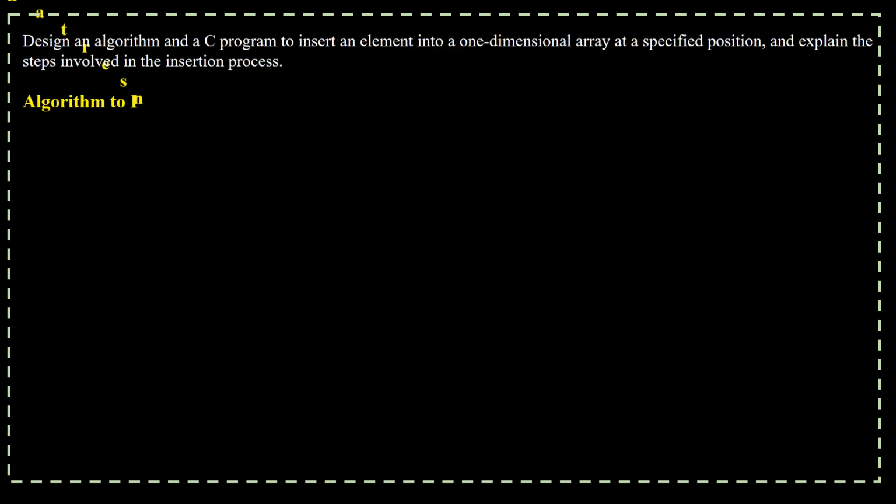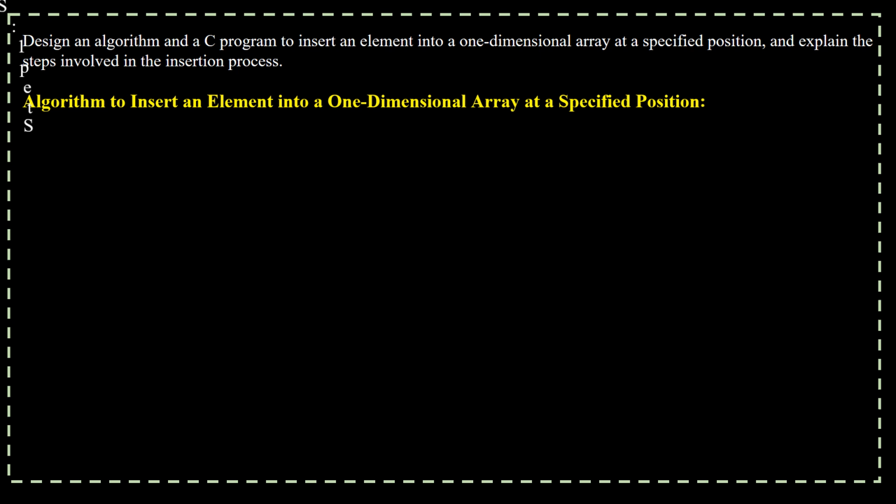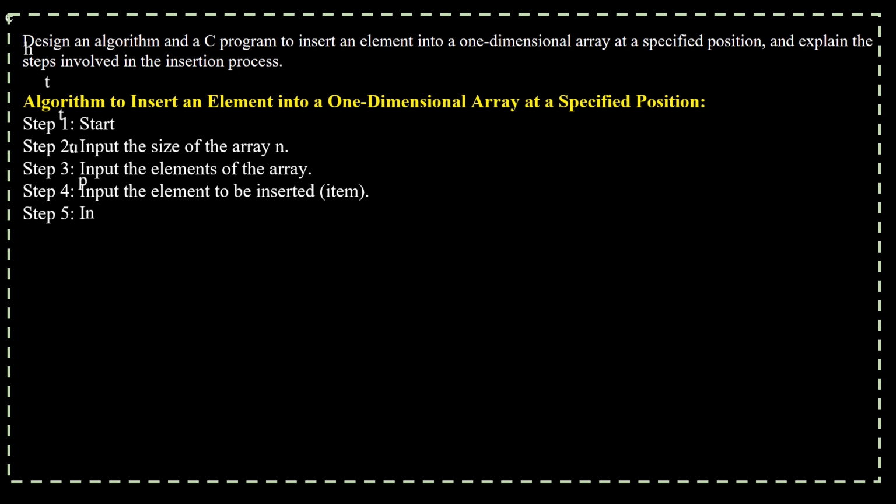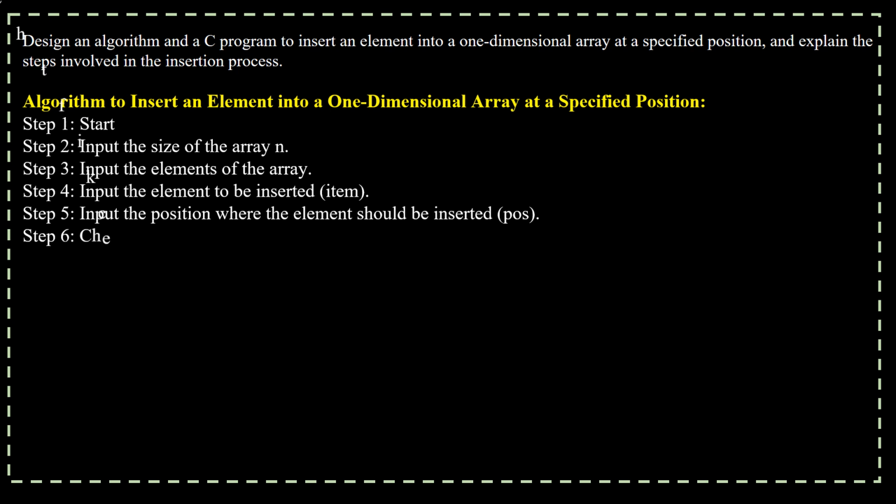Algorithm to insert an element into a one-dimensional array at a specified position. Step 1. Start. Step 2. Input the size of the array n. Step 3. Input the elements of the array. Step 4. Input the element to be inserted, item. Step 5. Input the position where the element should be inserted, pos.